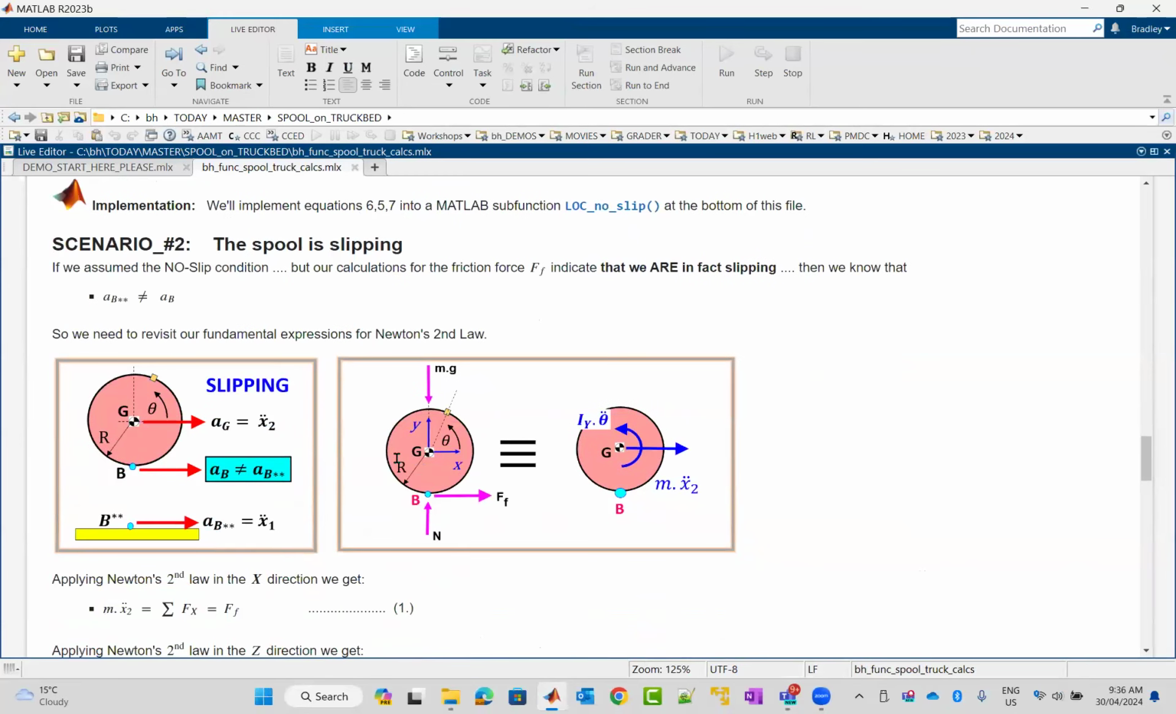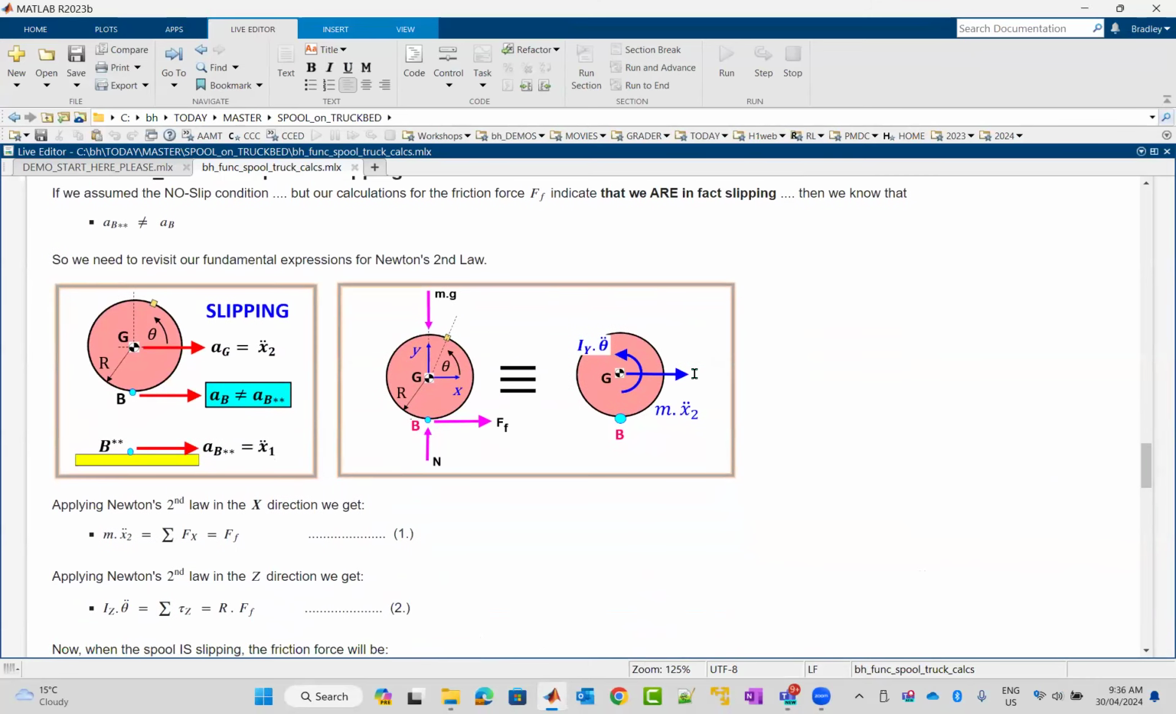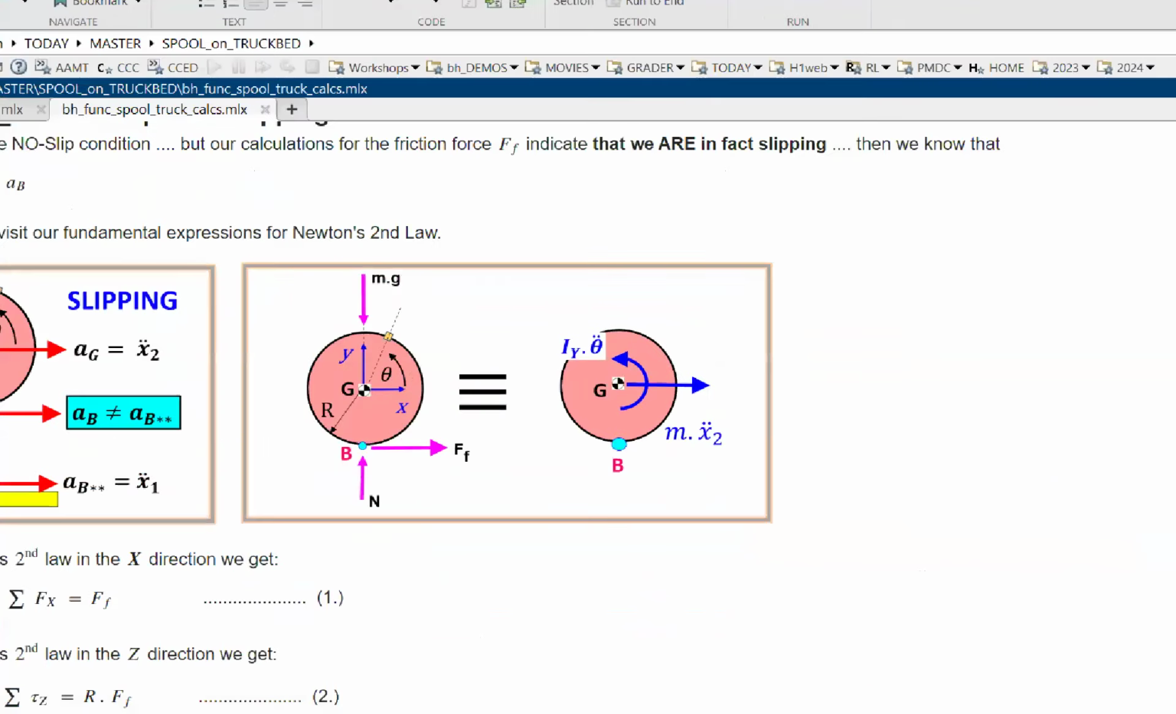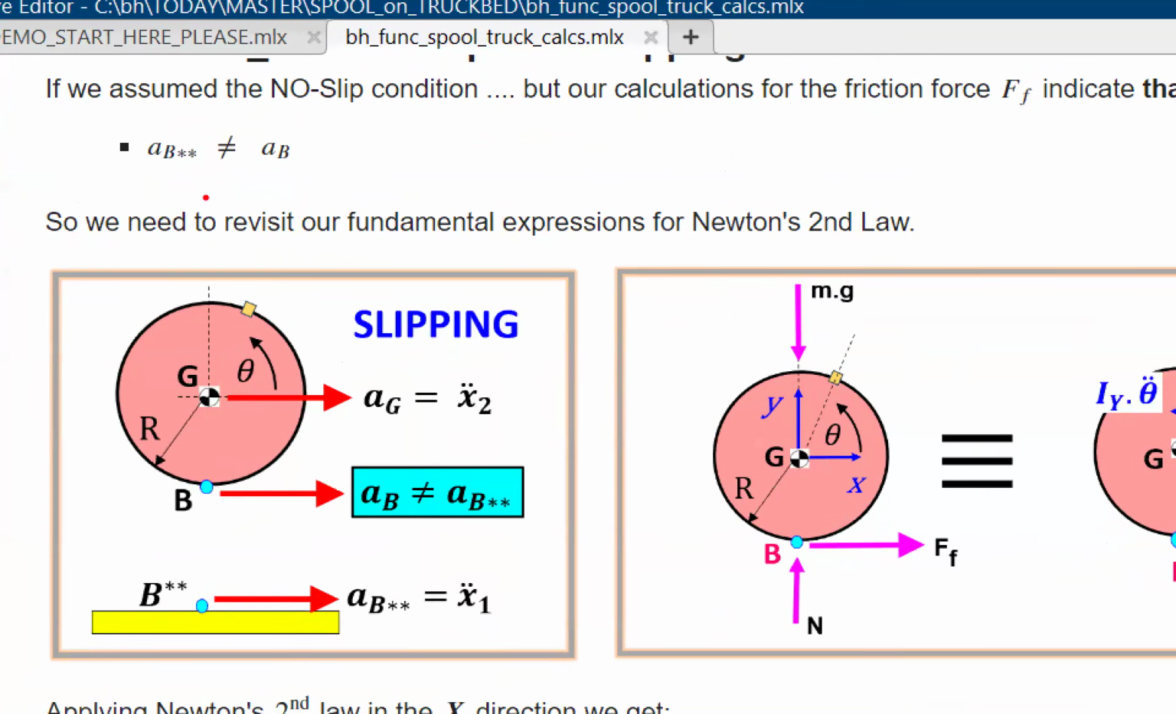So the second scenario is, let's assume that the spool is slipping. So what do the equations of motion look like for the slipping spool scenario? The most important thing about this scenario is we no longer can say that the acceleration of point B on the spool is identical to its contact point acceleration. We can't make that statement. The two things are not the same.